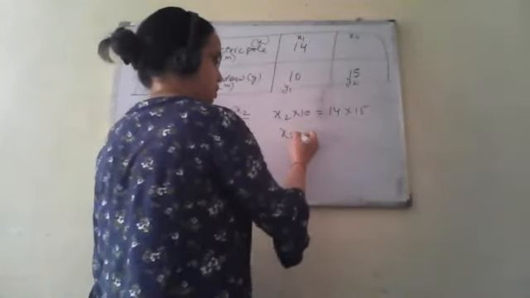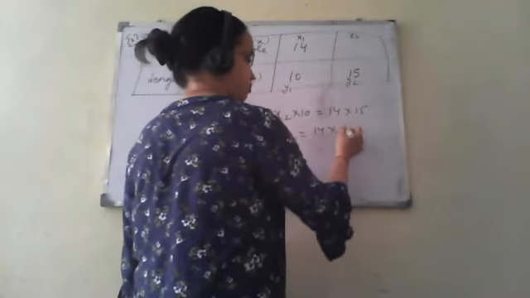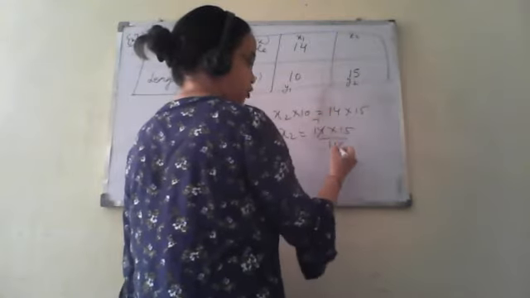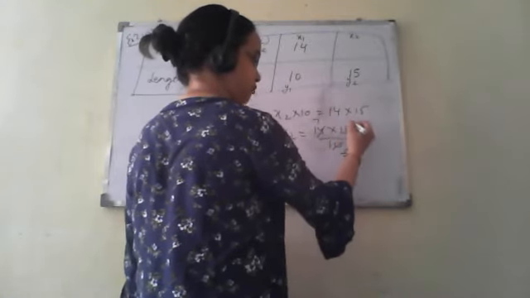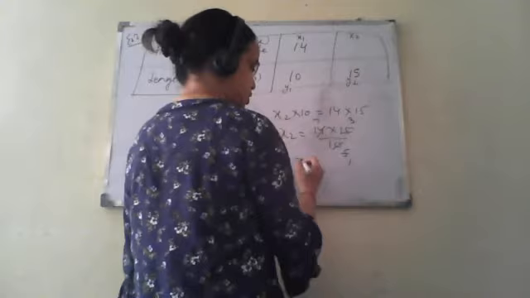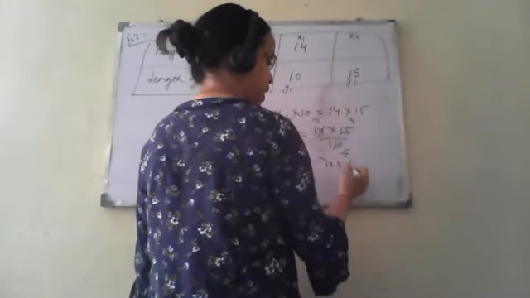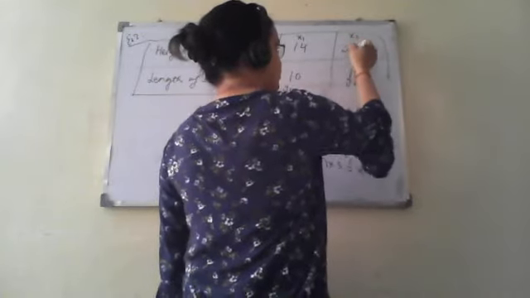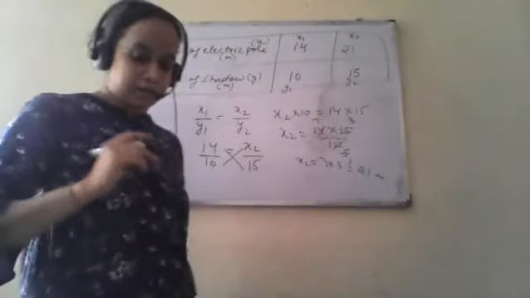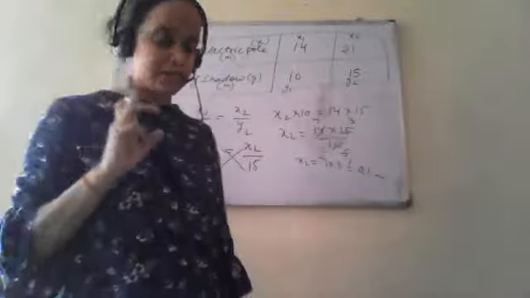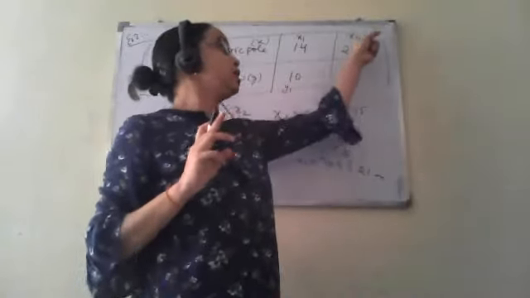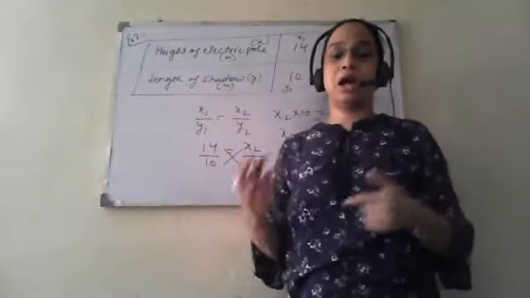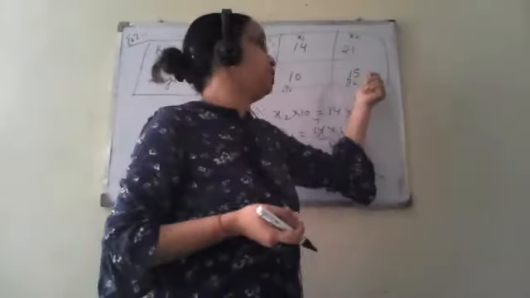Now x2 will be equal to 14 into 15 upon 10. Now we can cancel out: 2 sevens are 14, 2 fives are 10, and 5 ones are 5, 5 threes are 15. X is equal to 7 into 3, that is 21 meters. So the value of x2 is 21 meters. That means the height of the tree which will cast a shadow of 15 meters is 21 meters. That means a 21 meter tall tree will cast a shadow of 15 meters.